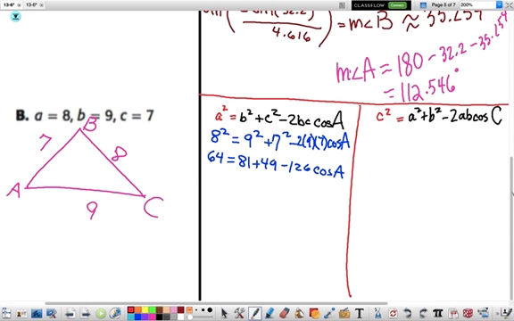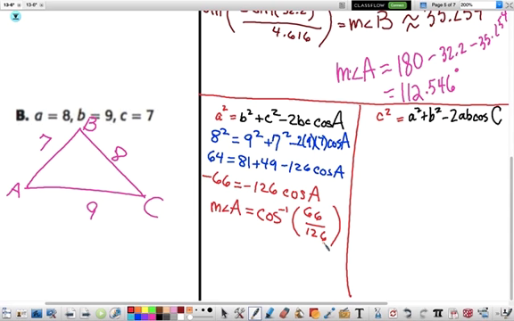64 minus 81 minus 49, negative 66. Negative 66 equals negative 126 cosine A. Then I can say measure of angle A, if you just do a little mental math with me, is going to be cosine inverse of, when I divide negative 66 by negative 126. Yep. And that's the same thing as 66 divided by 126. So that should be measure of angle A. If you're not seeing that, let me know.